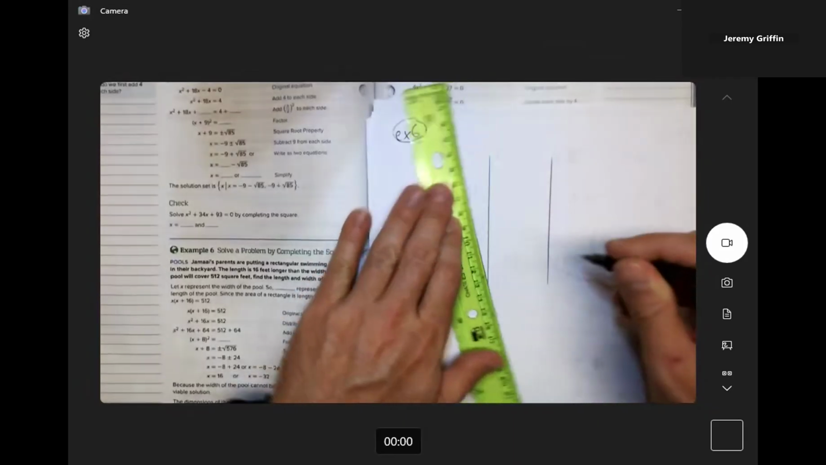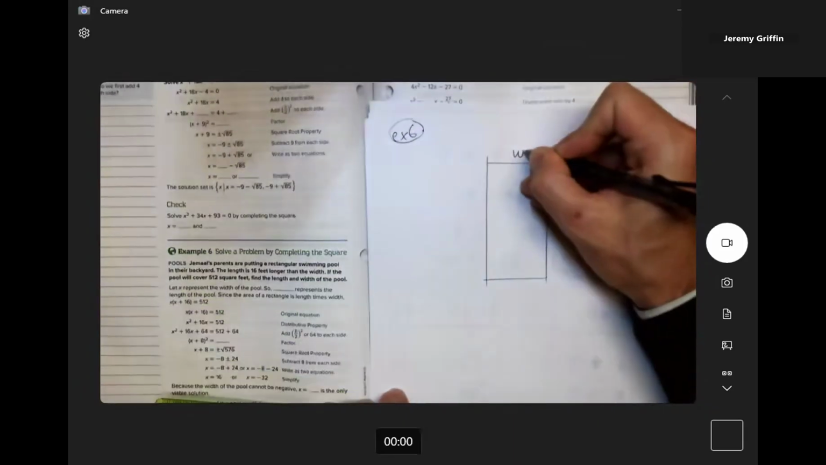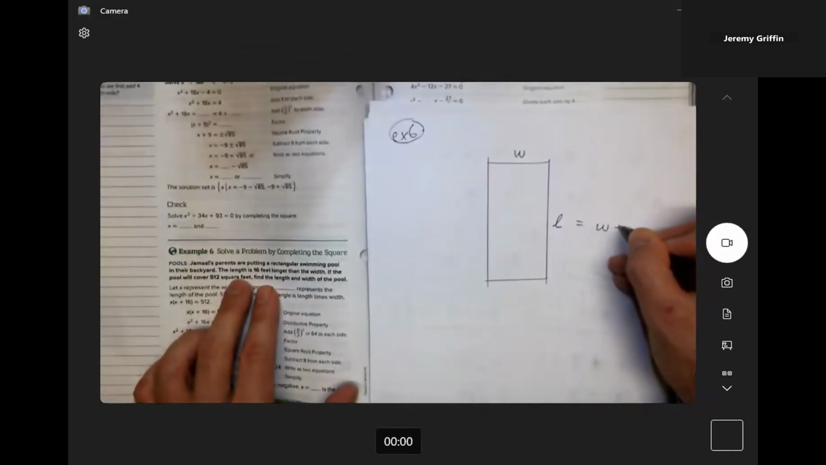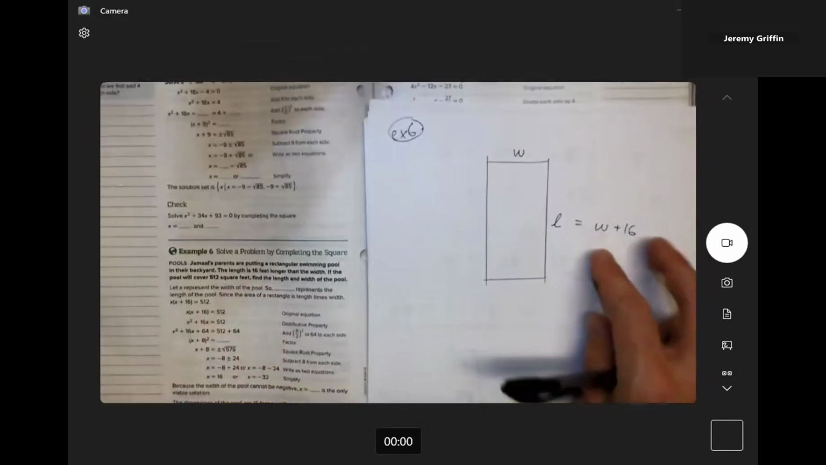And so we got the swimming pool. We got some width, and we got this length, which is the width plus 16. That's what length is 16 feet longer than the width means.